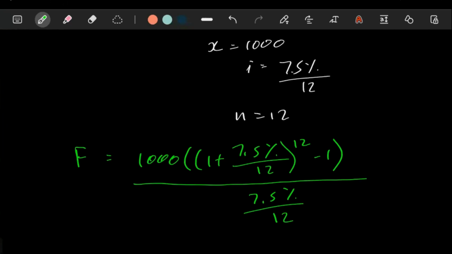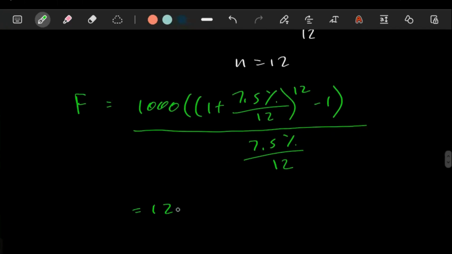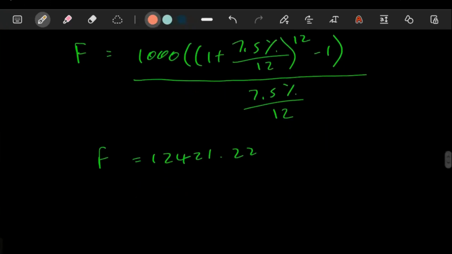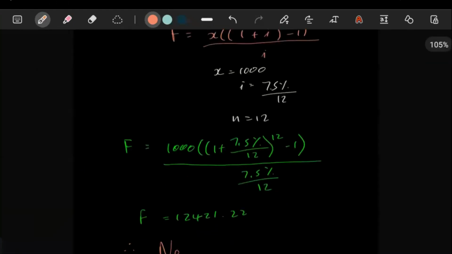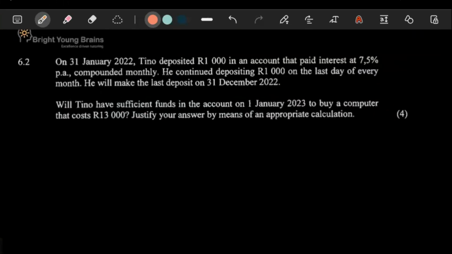Dang it. That's rough. Terrible investment. So it's like 12,421.22 if you round off to 2 decimal places. So here you can say therefore, no. As simple as that. 6.3 said on, wait, it's the same question twice.